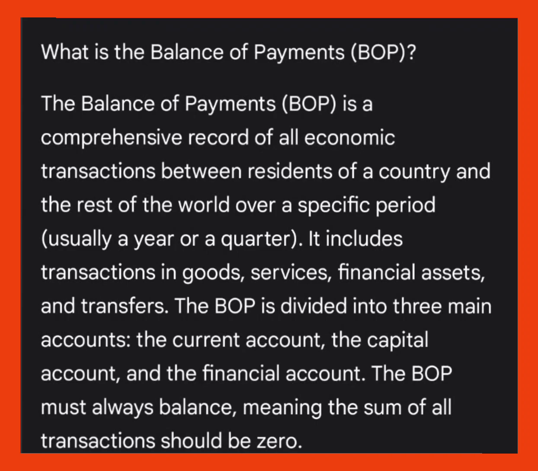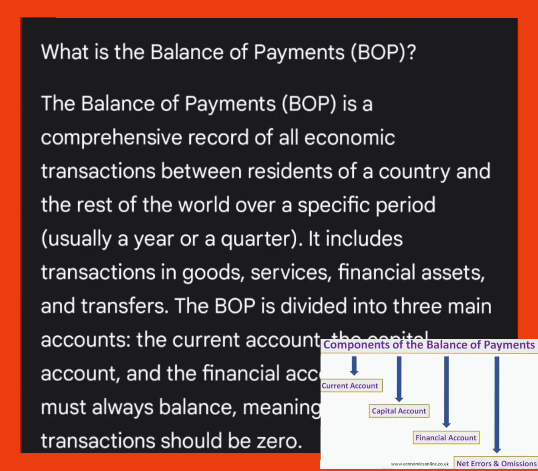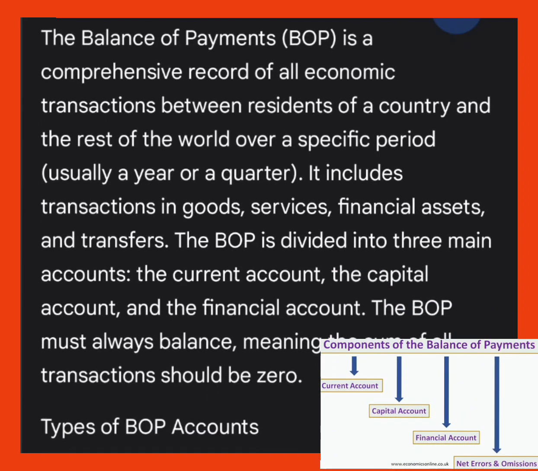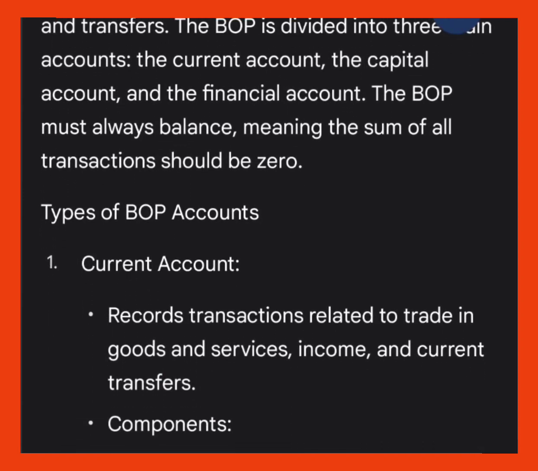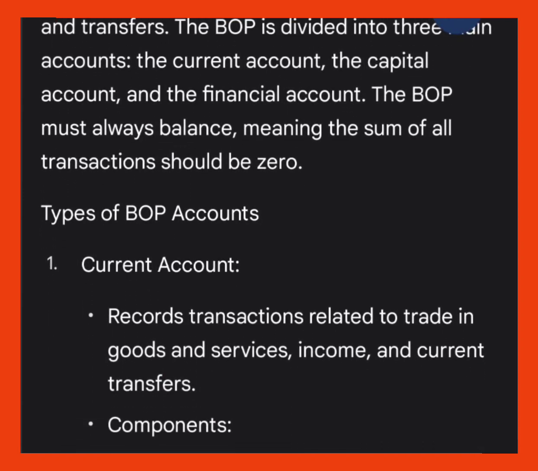The BOP is divided into three main accounts: the current account, the capital account, and the financial account. The BOP must always balance, meaning the sum of all transactions should be zero.